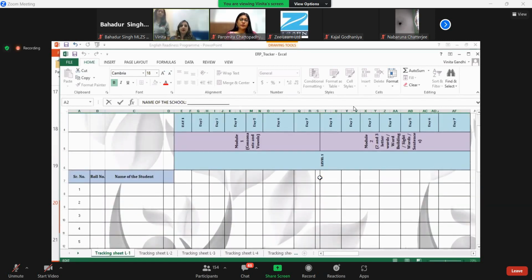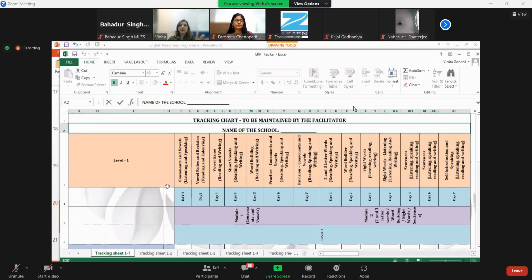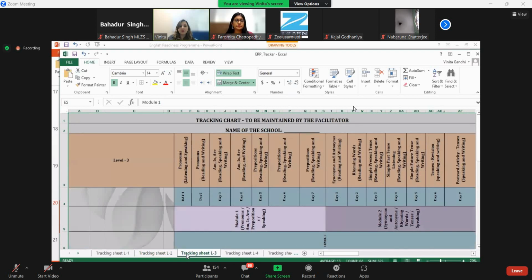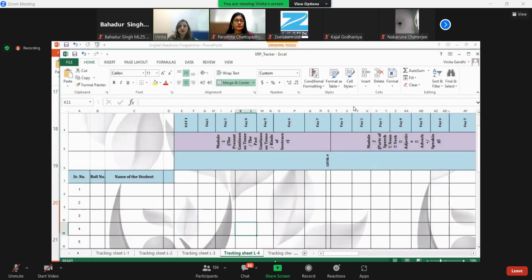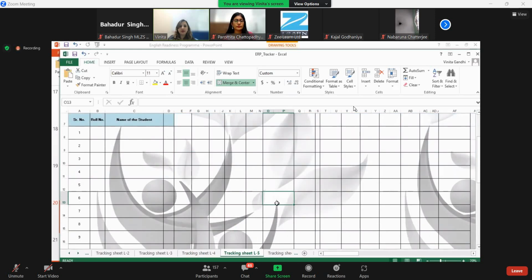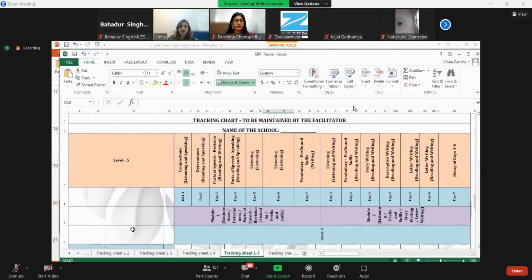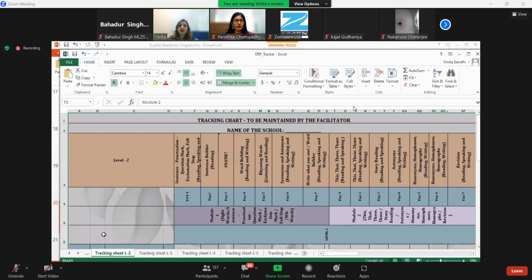Okay, guys. So here we are. This is the tracking chart, right? This has to be maintained by the facilitator. As you can see, this is for level 1. Right below, you can see this is the level 1 sheet, level 2, this is level 3, this is level 4. All right. This is level 5 till level 7.